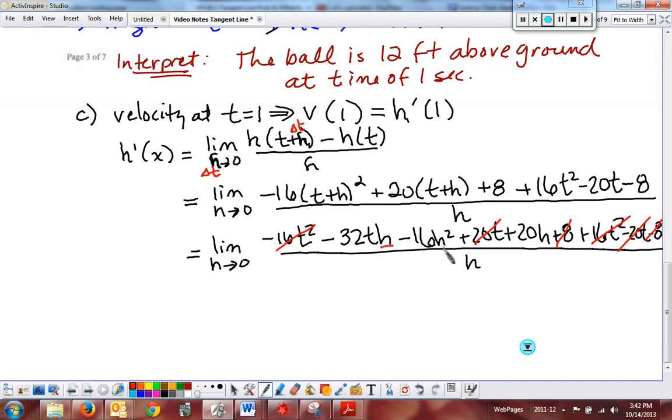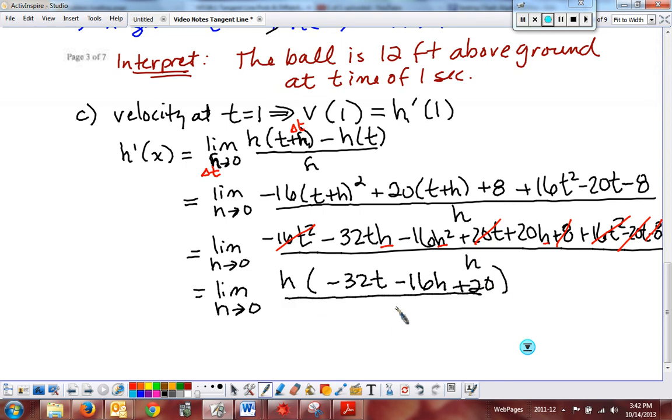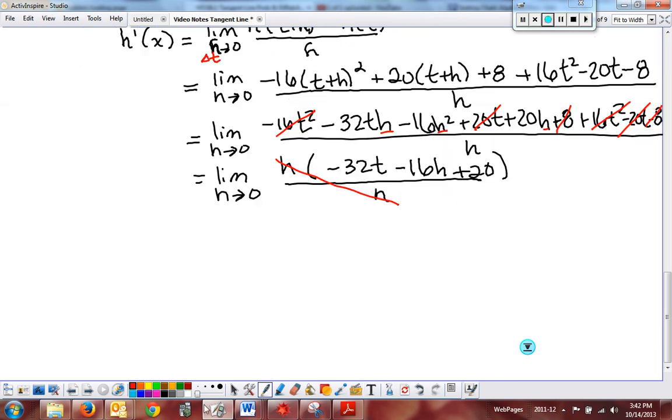Everything that's left has an h in it, so I'm going to factor that out. Limit as h goes to 0 of h times negative 32t minus 16h, and then plus 20, all over h. I remove the discontinuity, cancel the factor out. Now I can take the limit by direct substitution, plug in your 0, this is going to go to 0, and you're left with negative 32t plus 20.